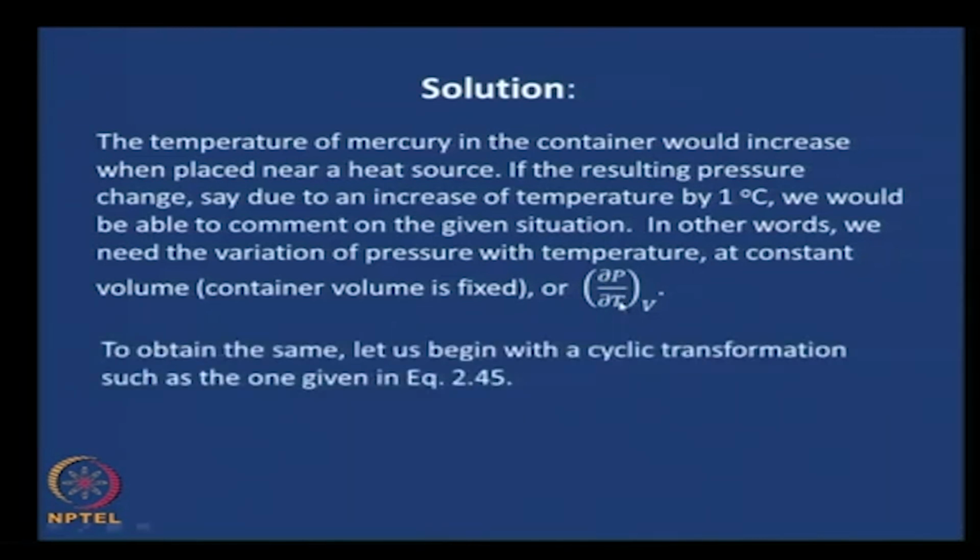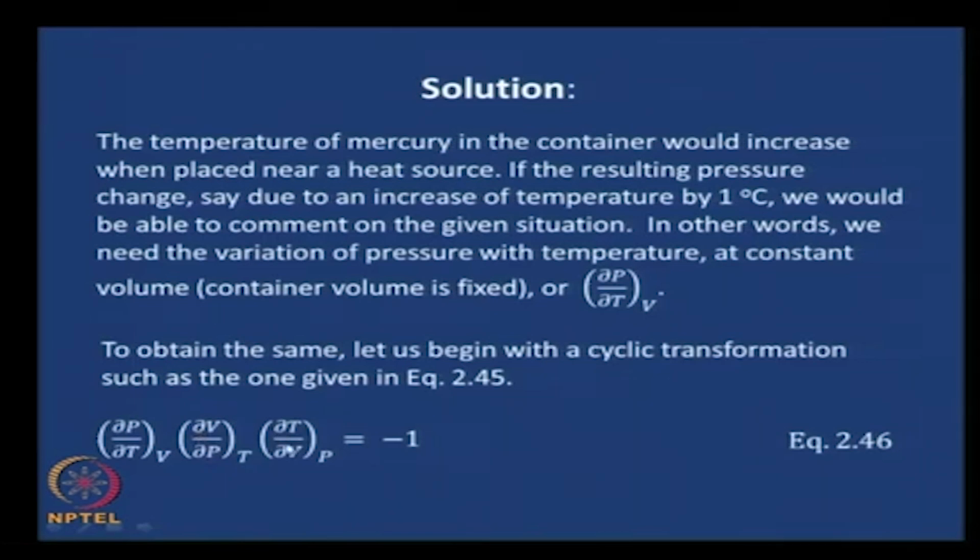This is what we need, ∂P/∂T at constant V, and to obtain this we would like to begin with a cyclic transformation such as the one given in 245. That was a slightly different cyclic transformation. The one that is needed to get this would be different. Let us start with this: (∂P/∂T) at constant V, (∂V/∂P) at constant T, (∂T/∂V) at constant P equals -1.